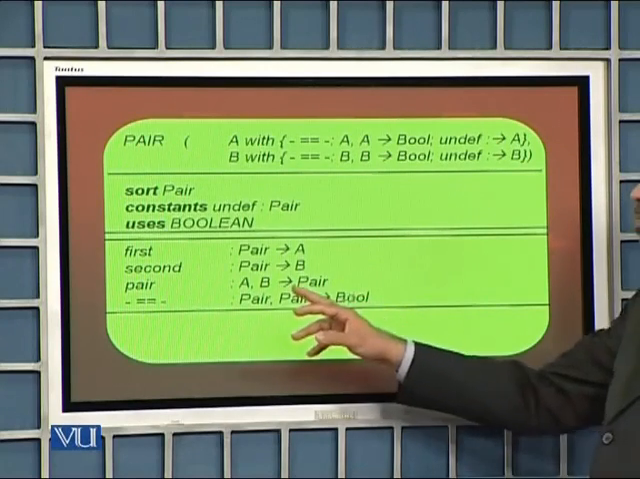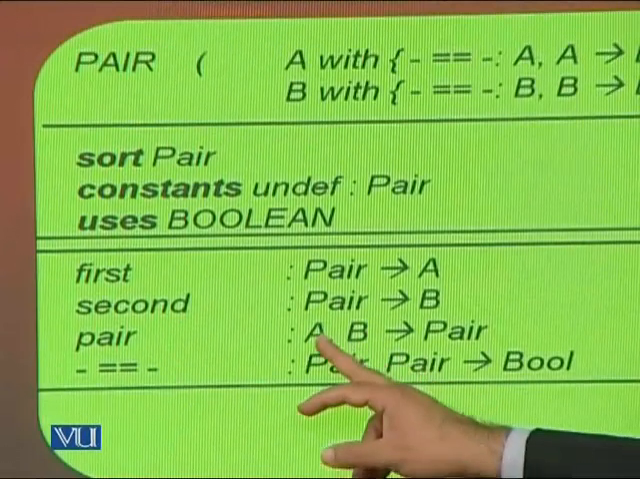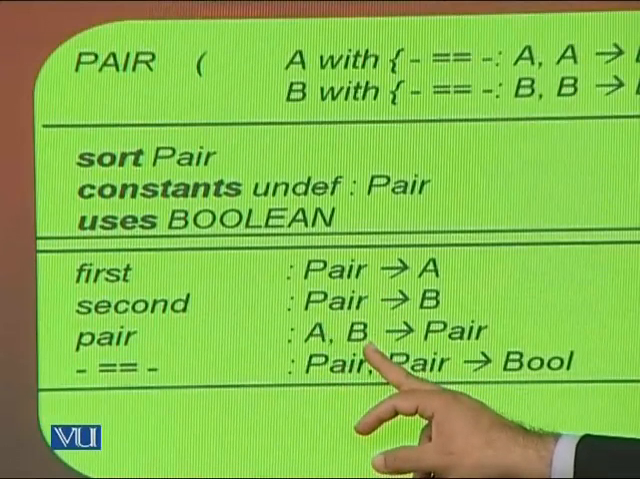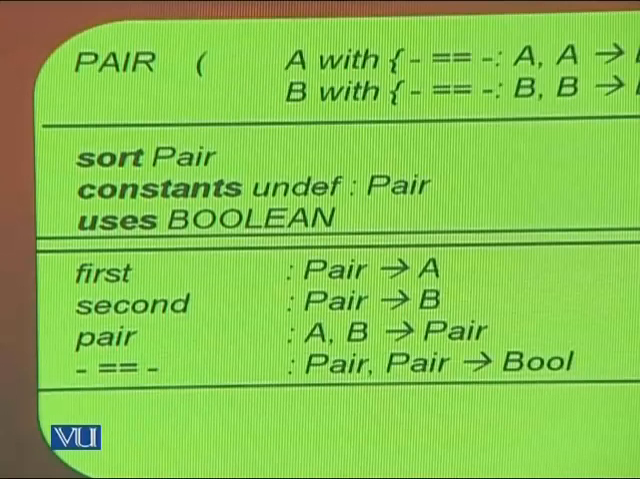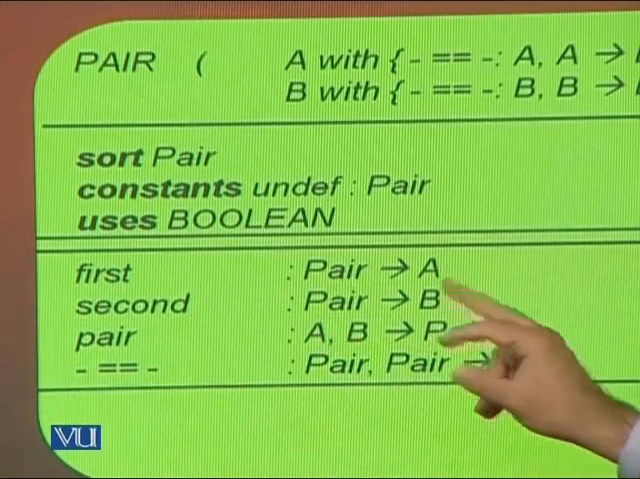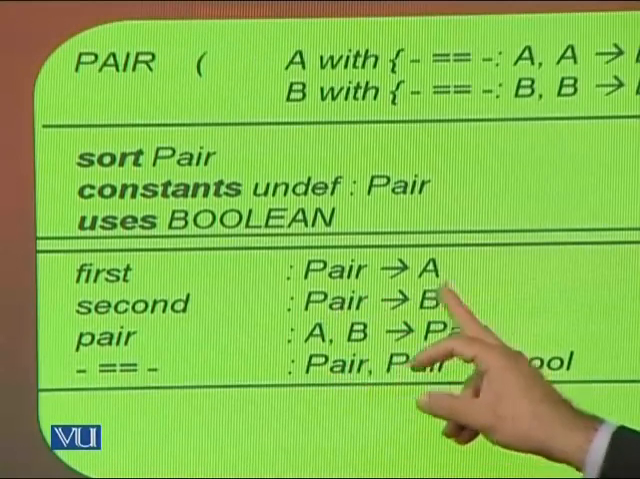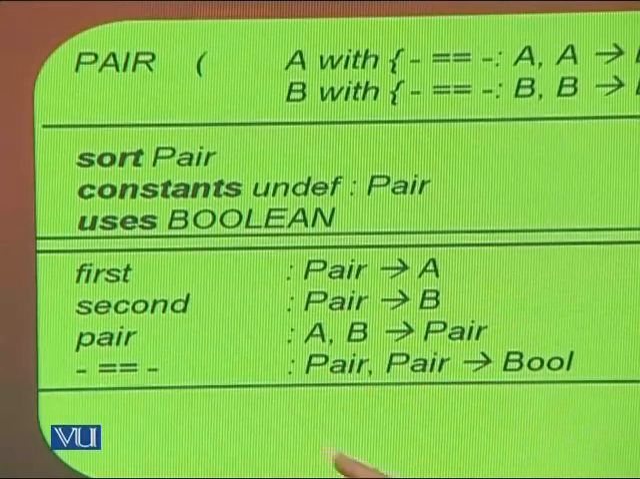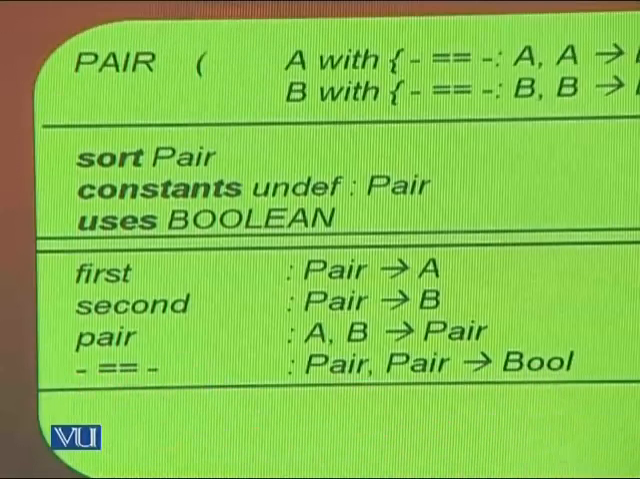A pair takes two arguments, the first of type A, the second of type B, and joins them into a pair. Then we have the methods first and second. First takes a pair and gives you the first part of the pair. Second takes a pair and gives you the second part of the pair. And this equality takes two pairs as arguments and gives you a Boolean result back.